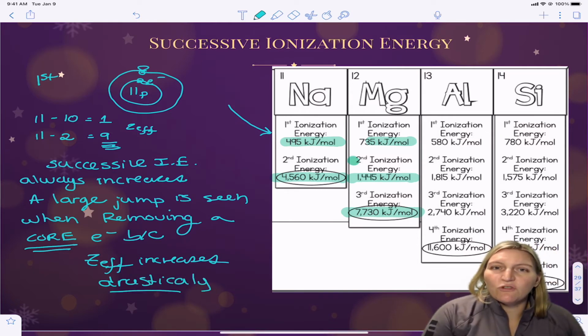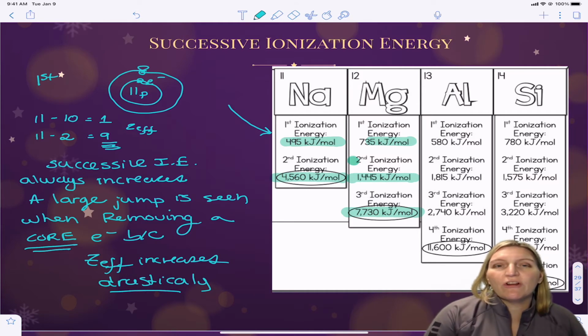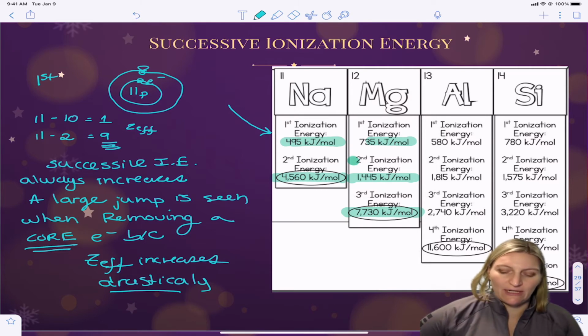Okay, Z effective changes because the number of core electrons changes drastically. We have a whole other energy level that cannot be used as shielding electrons.